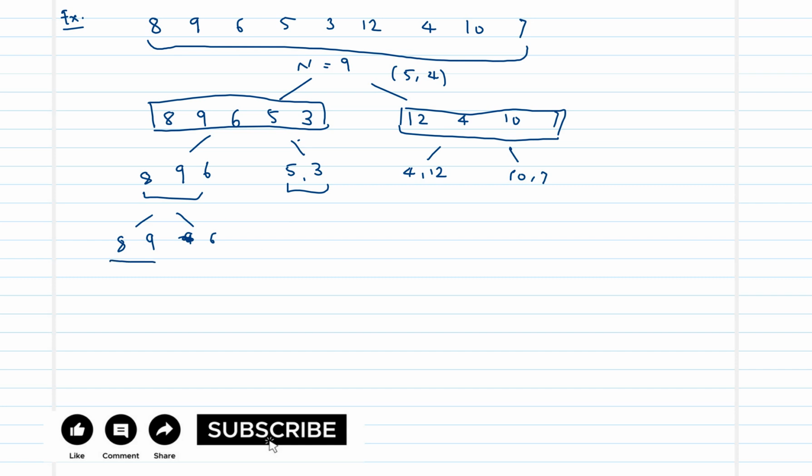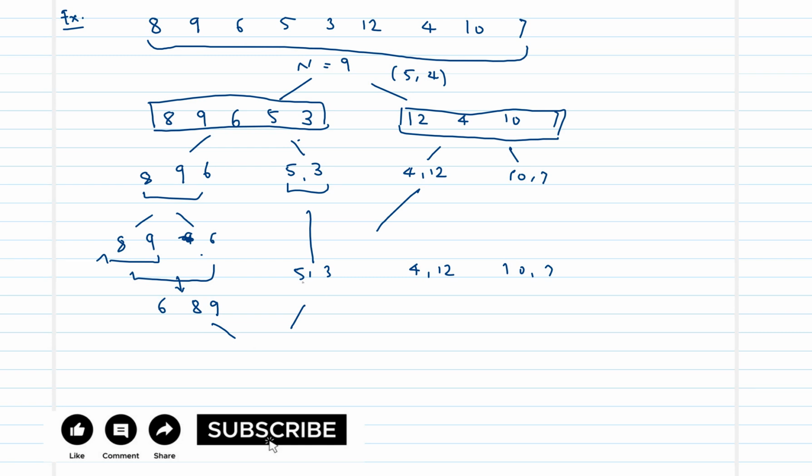Now you can look here, 8 and 9 are already sorted, then 6 is there. While comparing, 6 is smaller than 8 and 9, so when we are merging these arrays it will be 6, 8, 9. I'll keep 5, 3 here, 4, 12 here, and 10 and 7 here. Now I have to merge 5 and 3 with 6, 8, 9.